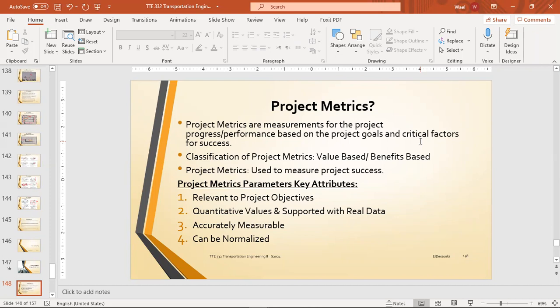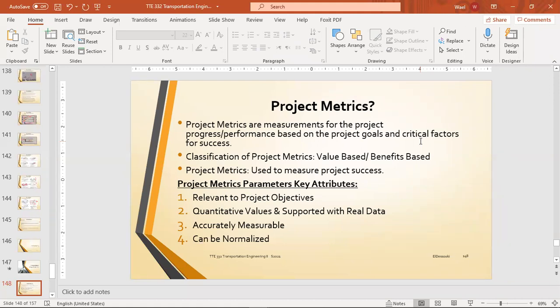Classification of project metrics. How can we classify the project metrics? Project metrics can be classified into two main categories: value-based and benefits-based. Okay, value-based means it has a tangible and returnable monetary value. Benefits-based doesn't have a directly calculable monetary value.